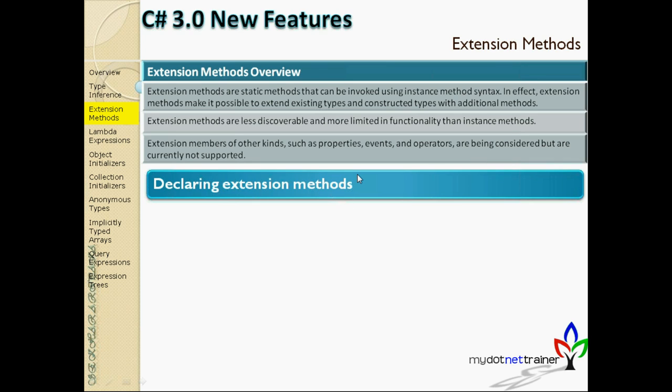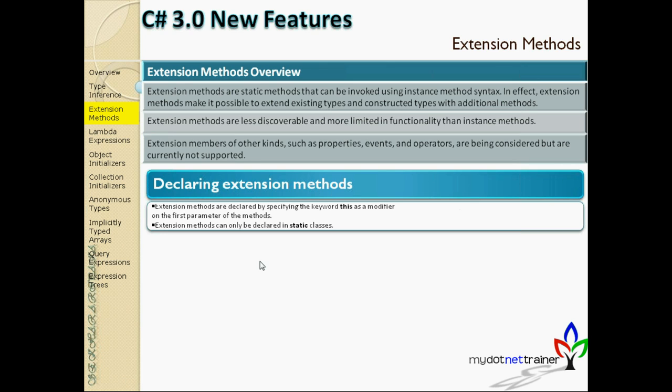Okay, so you can have extension methods only, but not properties or events or operators. Just like our delegates, extension methods have a stepwise implementation. Step number one is actually pretty easy, not too complicated: declaring an extension method. So how do you declare an extension method?